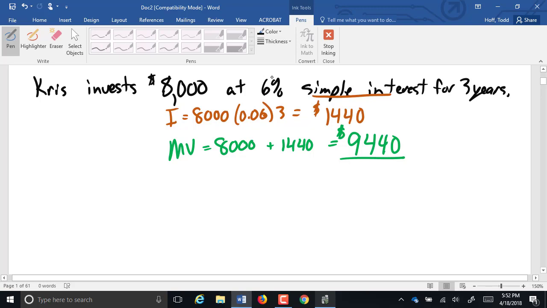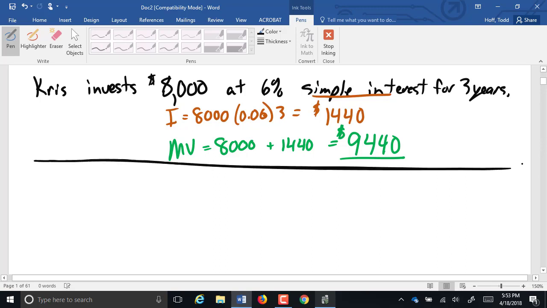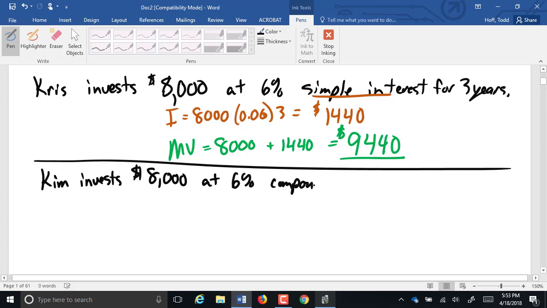But as we know, most banks, most financial institutions don't like to do simple interest on something that long. Usually 6 months is the maximum they would do simple interest on. Many institutions won't go more than 3 months without compound interest. So let's look at the comparison here. Kim invests $8,000, also at 6%. But instead of simple interest, this is compounded quarterly for 3 years.